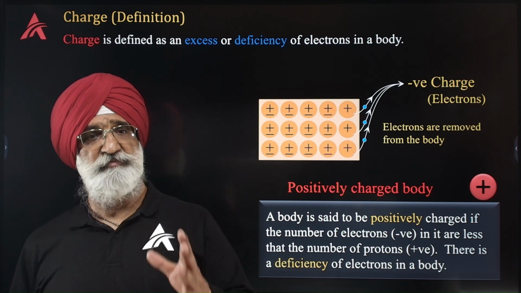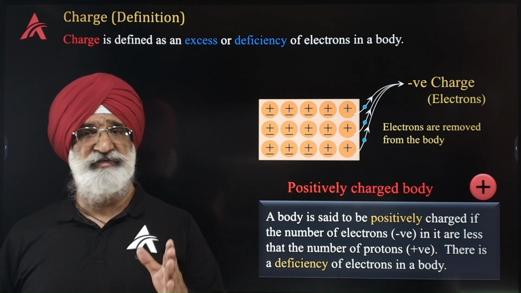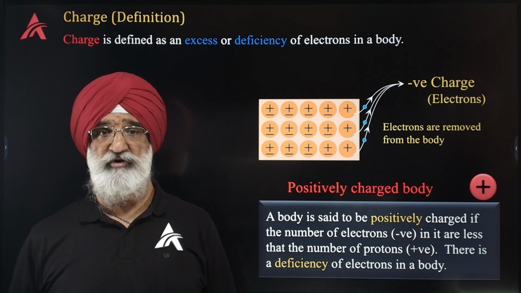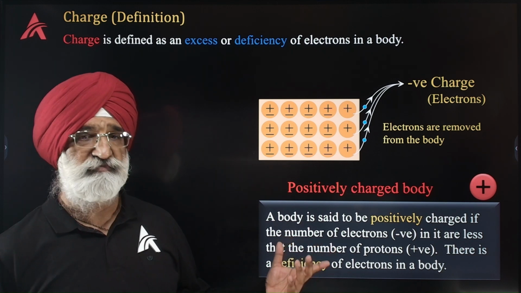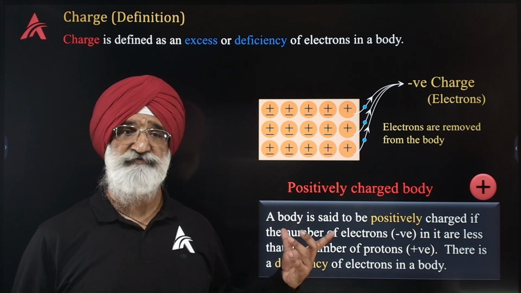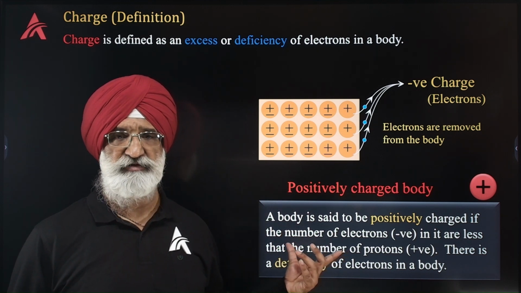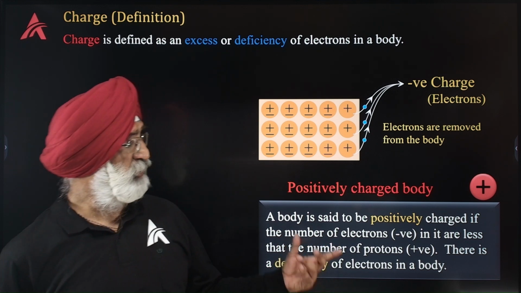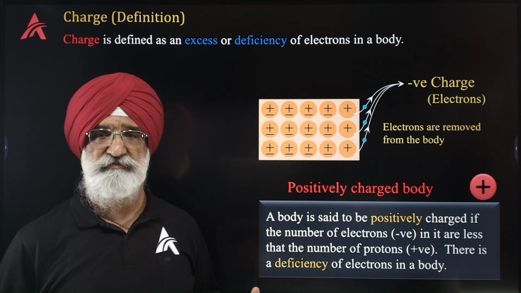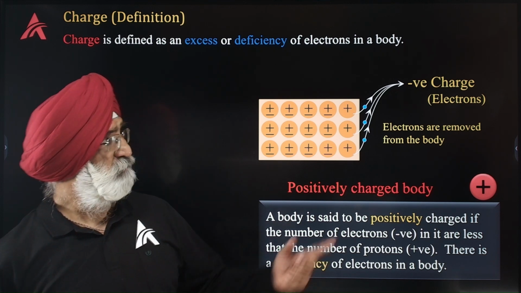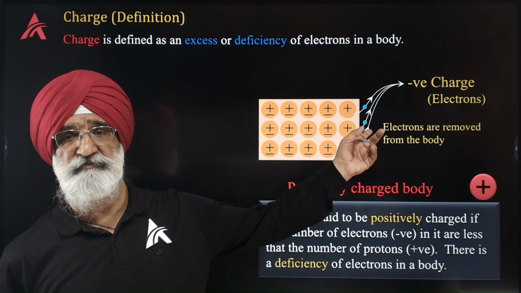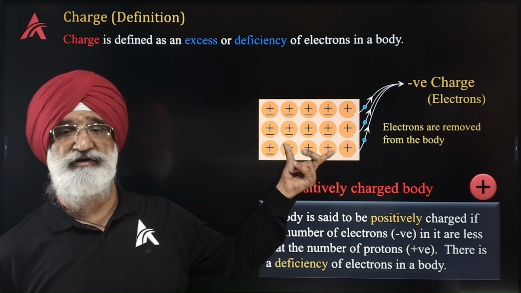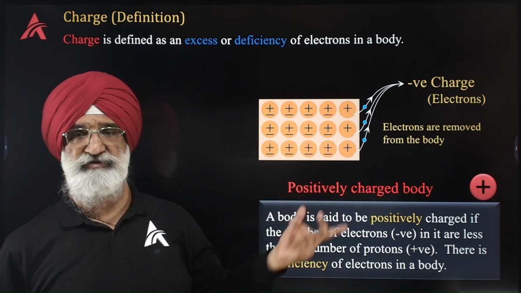Thus, charge can be defined as a result of an excess or deficiency of electrons in a body. A body becomes positively charged when it has fewer electrons than protons, which creates an electron deficiency. But how can this deficiency be created? The answer is simple: by removing electrons from that body. By taking out electrons from that body, we can convert a neutral body to a positively charged one.